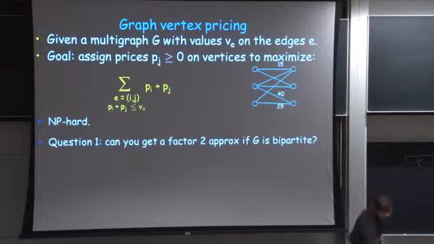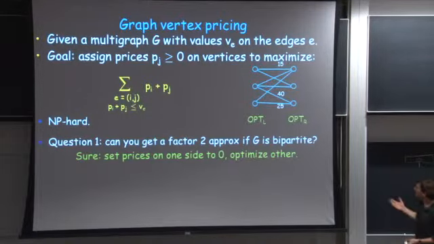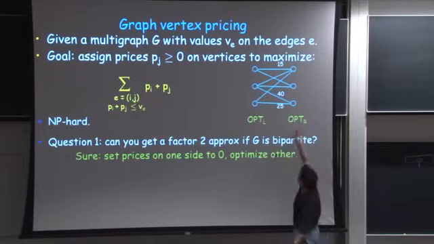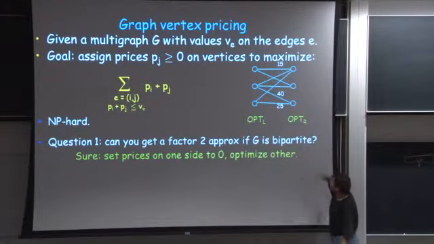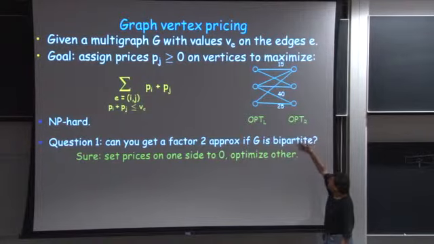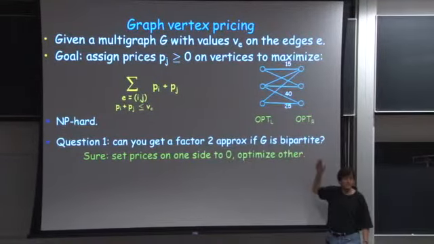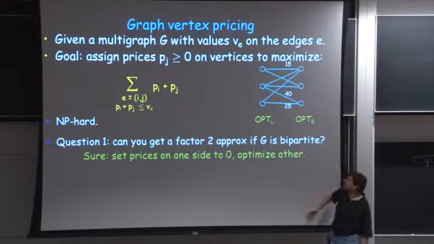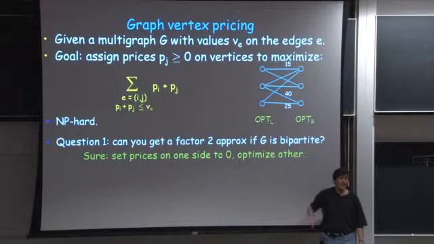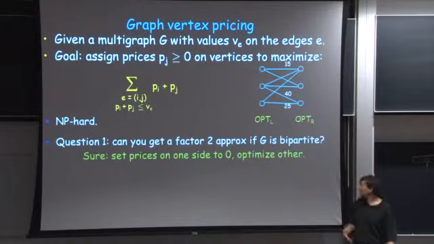So if the optimal solution makes opt-L from food and opt-R from drinks, and we just set the prices on the left to 0, that will make at least opt-R, because all the people that previously bought will still buy, and maybe some more people will buy. So there exists a solution that makes at least half of optimal, in which one side is all zeros. And we can find the best solution of that type. Algorithmically, that's an easy problem now.